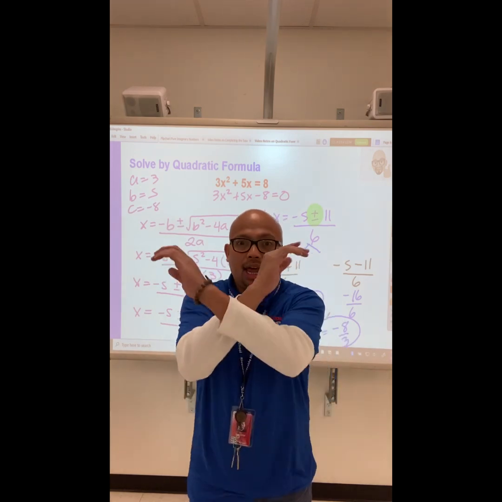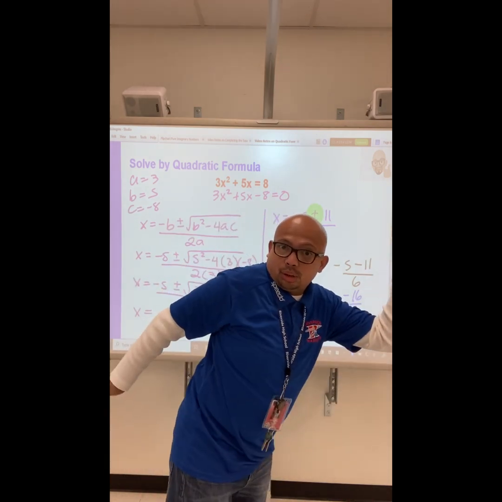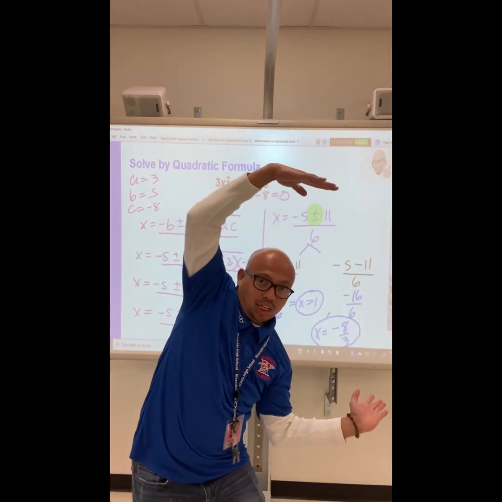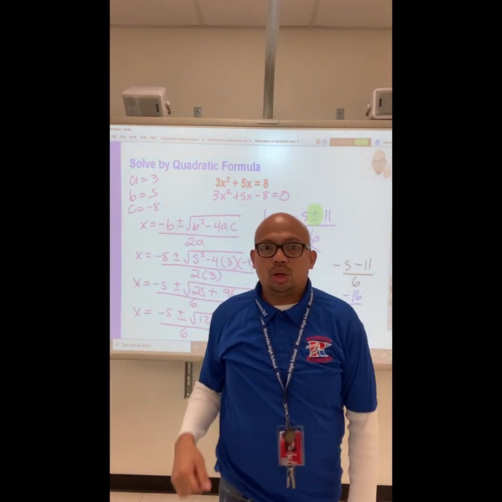One last time. x equals negative b plus or minus the square root of b squared minus 4ac all over 2a. There you go. That's how you do the quadratic formula. Kaboom!